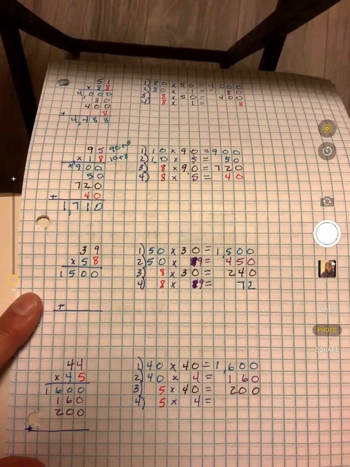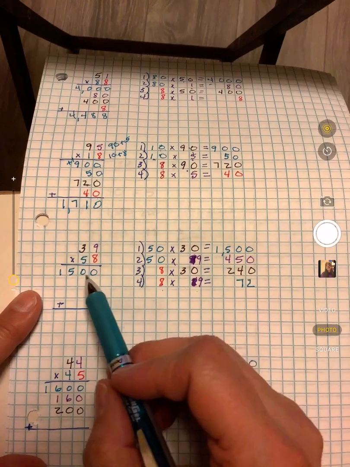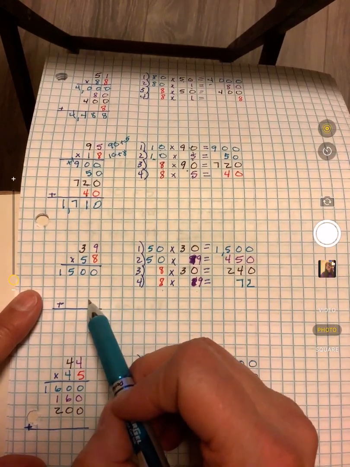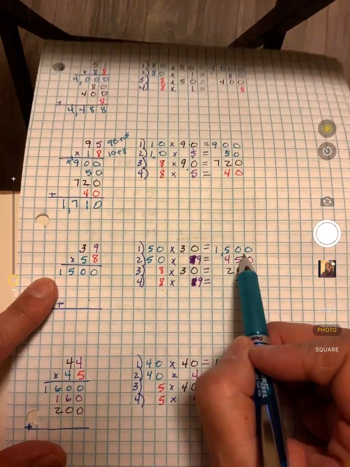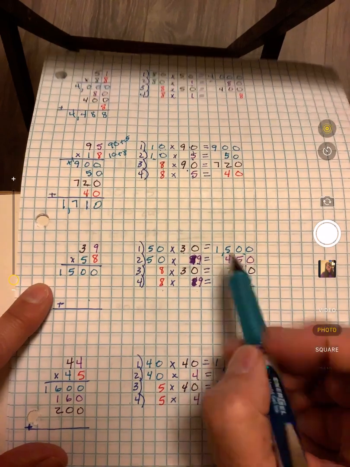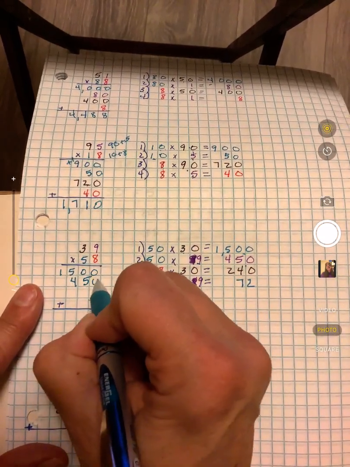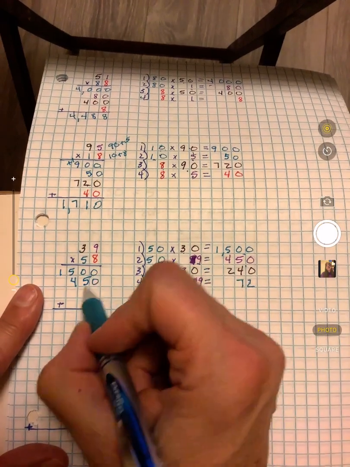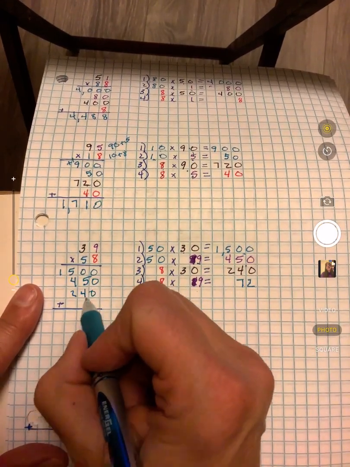So if you need, please, you know I'm not going to get mad if you use your multiplication chart. I forgot to fill in some of these, so we will have to do this. 50 times 30 is 1,500. Okay, 5 times 9 is 45. And then 1 zero behind it. And then this is 240. And then we have 72.